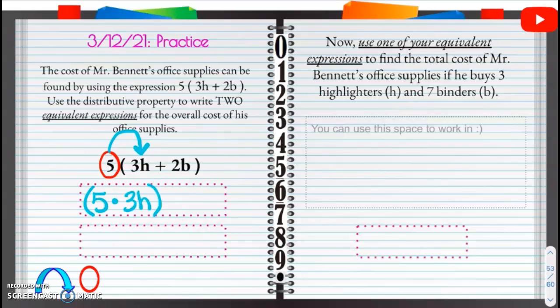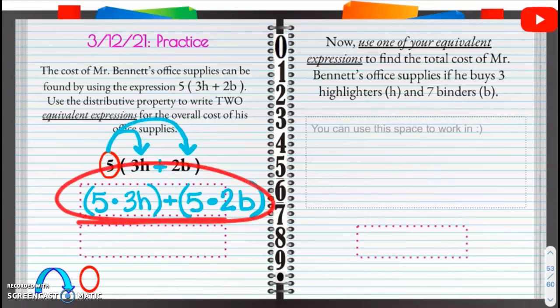Yes, you can put that X there. I'm going to put the dot so we can see it a little more clear. Plus, we're going to keep that plus there. And then 5 times 2B. Now, we can take this another step further.